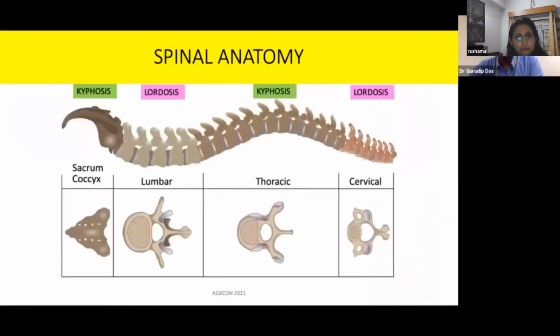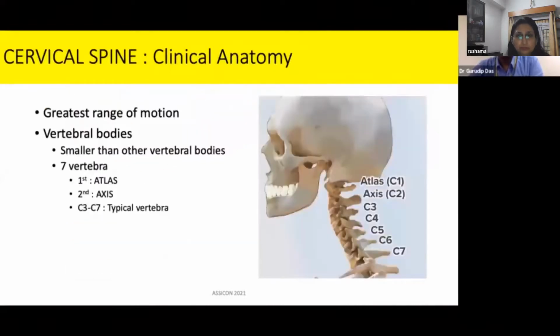These vertebrae are arranged in such a fashion that the cervical and the lumbar are arranged in lordotic alignment, whereas the thoracic spine is arranged in kyphotic alignment. And each of these vertebrae are little different from each other in the corresponding segments. Now I'm going to touch upon these in the upcoming slides. The first segment is the cervical spine. It is known for the great deal of motion that it allows. The cervical vertebrae are 7 in number and they are slightly smaller than the other areas.